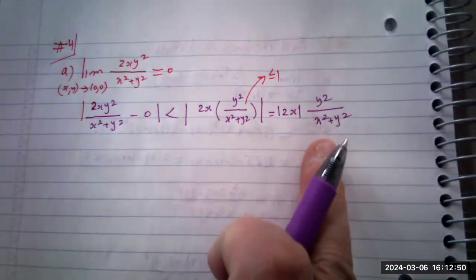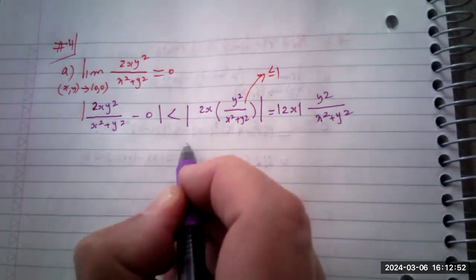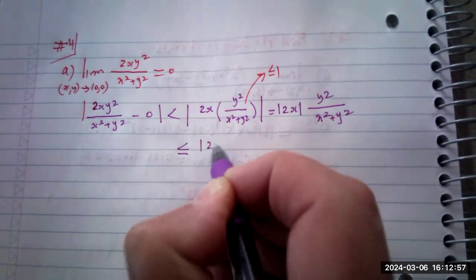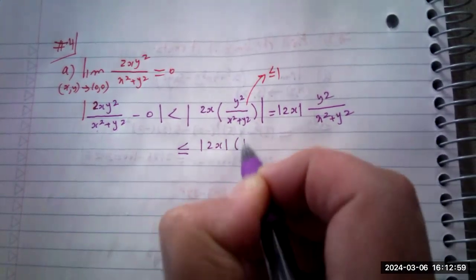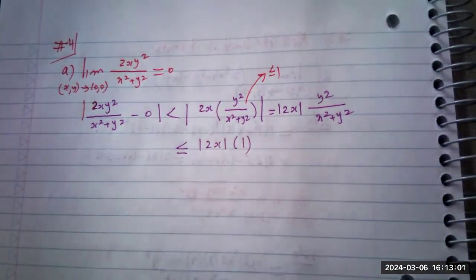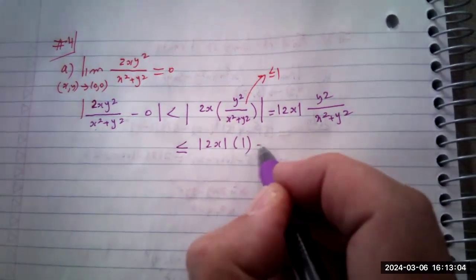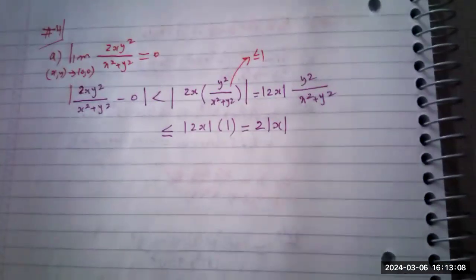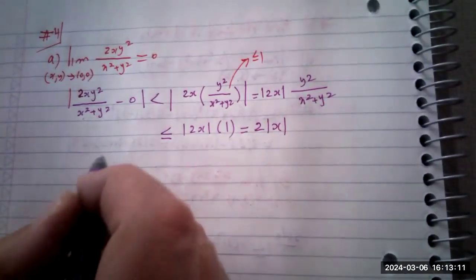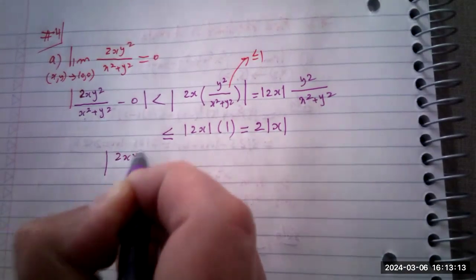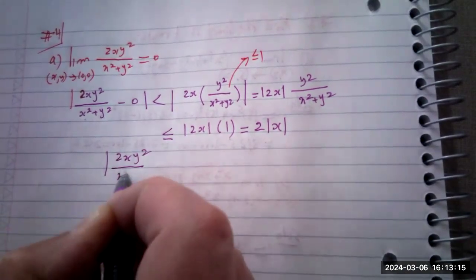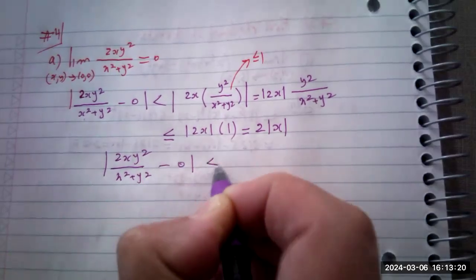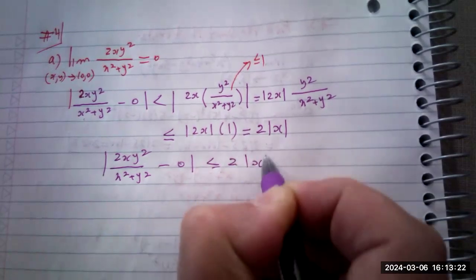But this is less than or equal to 1. So this means the result would be less than what? Less than or equal to the absolute value of 2x. It's going to be the absolute value of 2x times 1, which is the same as, you can pull out the 2, 2 times the absolute value of x. So what I repeated is 2xy squared over x squared plus y squared minus 0 is less than or equal to 2 times the absolute value of x.